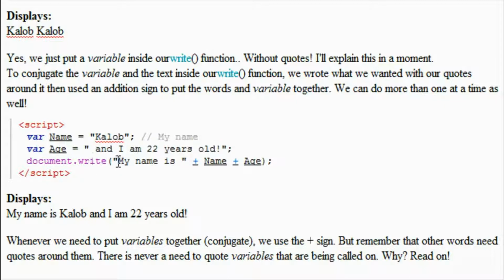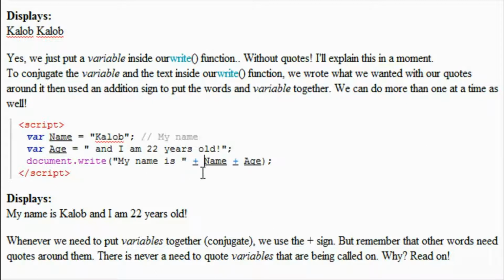So here we have document write. My name is, again, quotation, conjugated with the plus sign, the name variable, and then we conjugated another variable, the age variable. And this would display, my name is Caleb and I am 22 years old. So we didn't have to conjugate a space in here. And the reason we didn't have to do that this time is because we put a space in our variable.